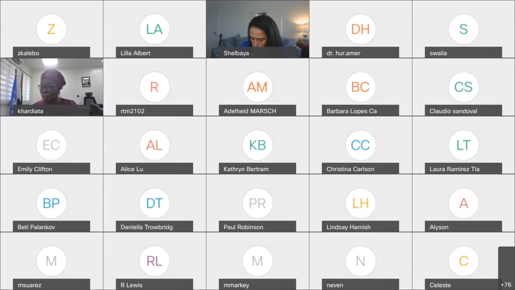And as of today, according to official statistics, more than 38,000 people have been tested. So the humanitarian community organized itself to support the government and the population on three fronts.